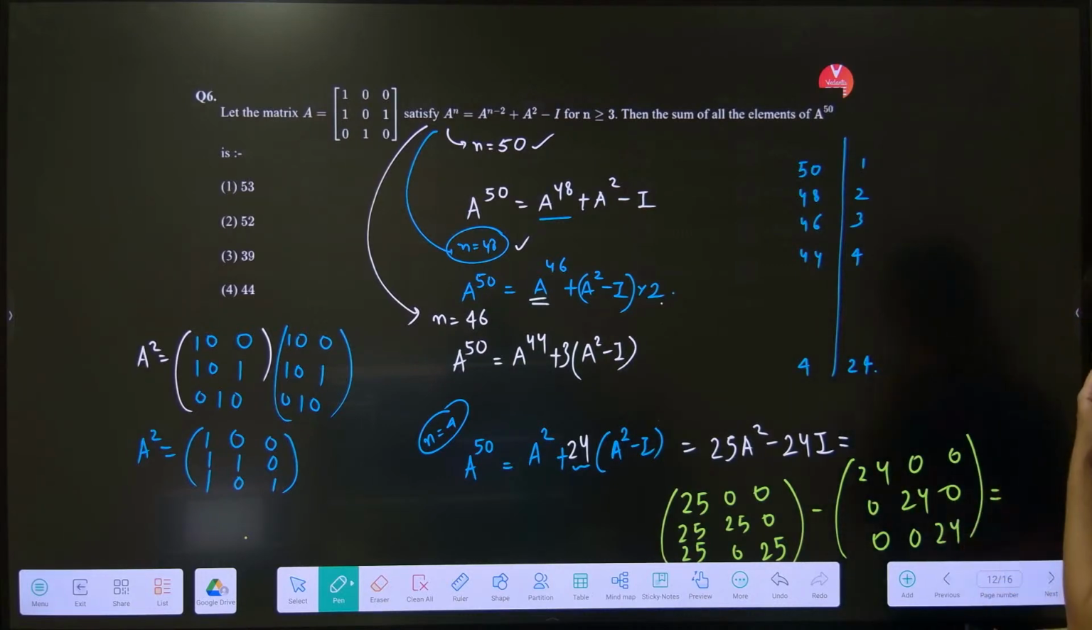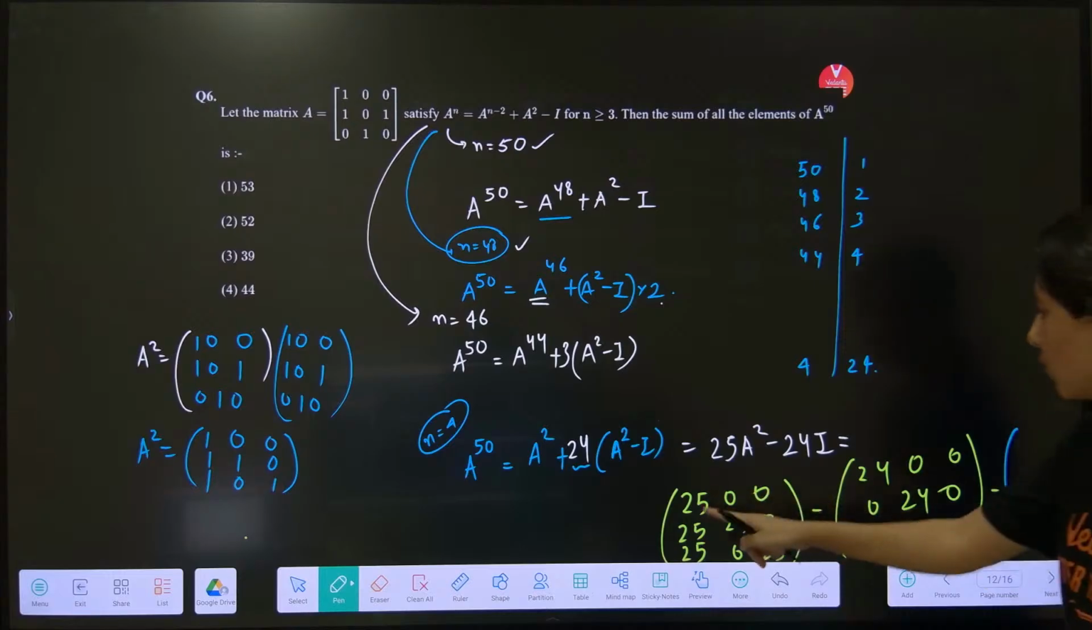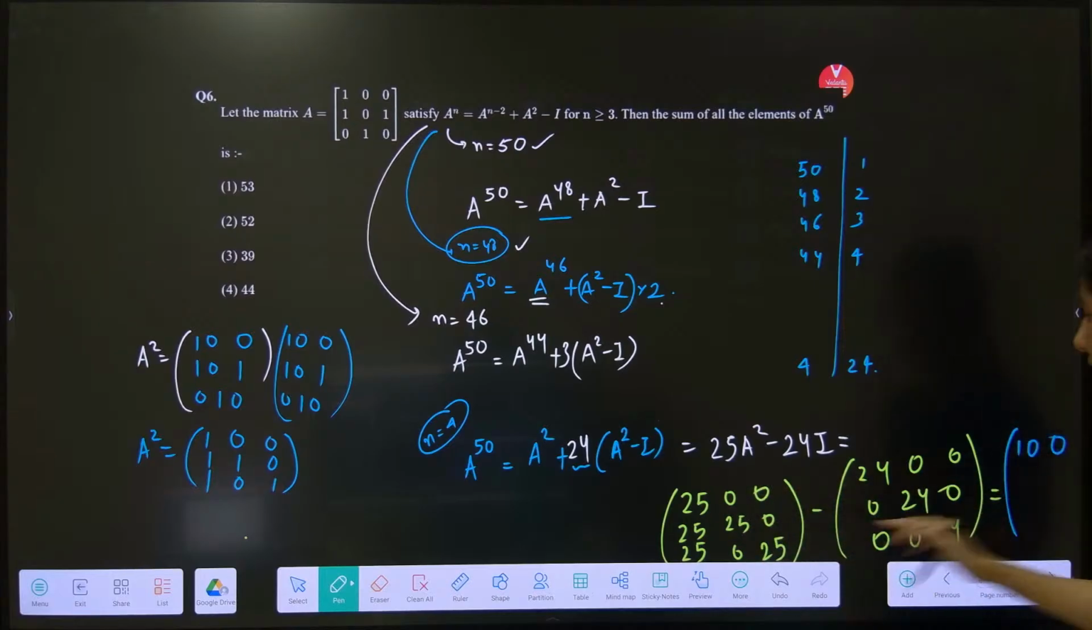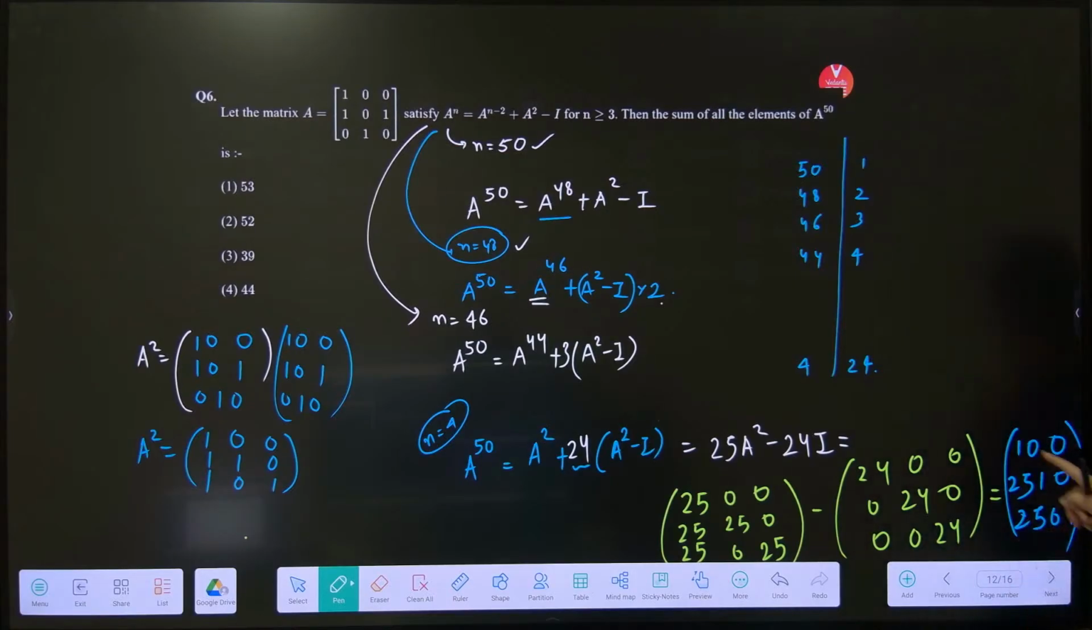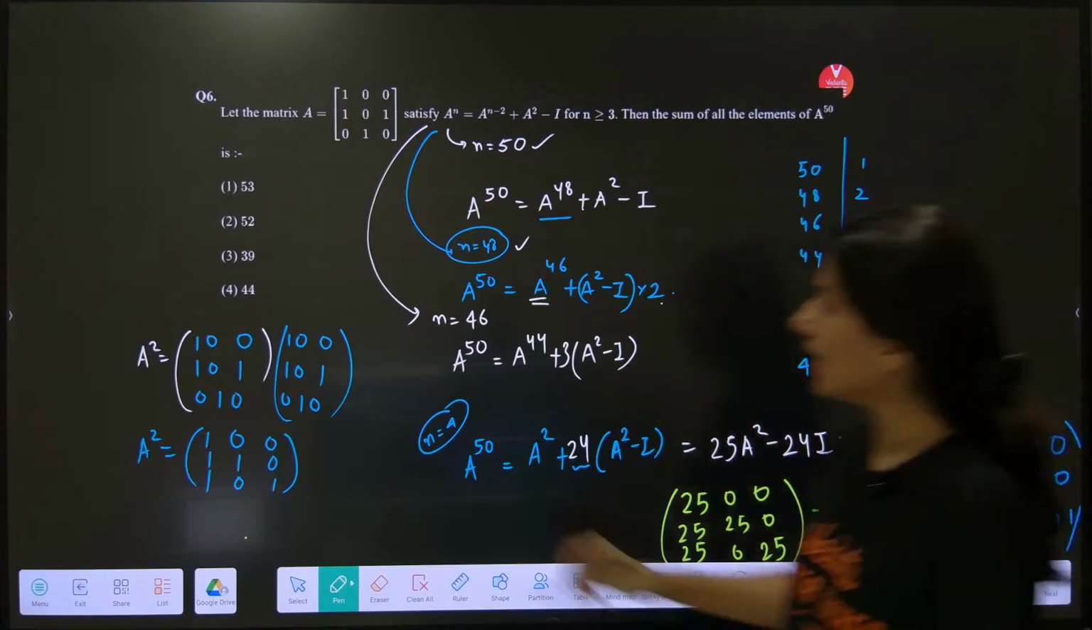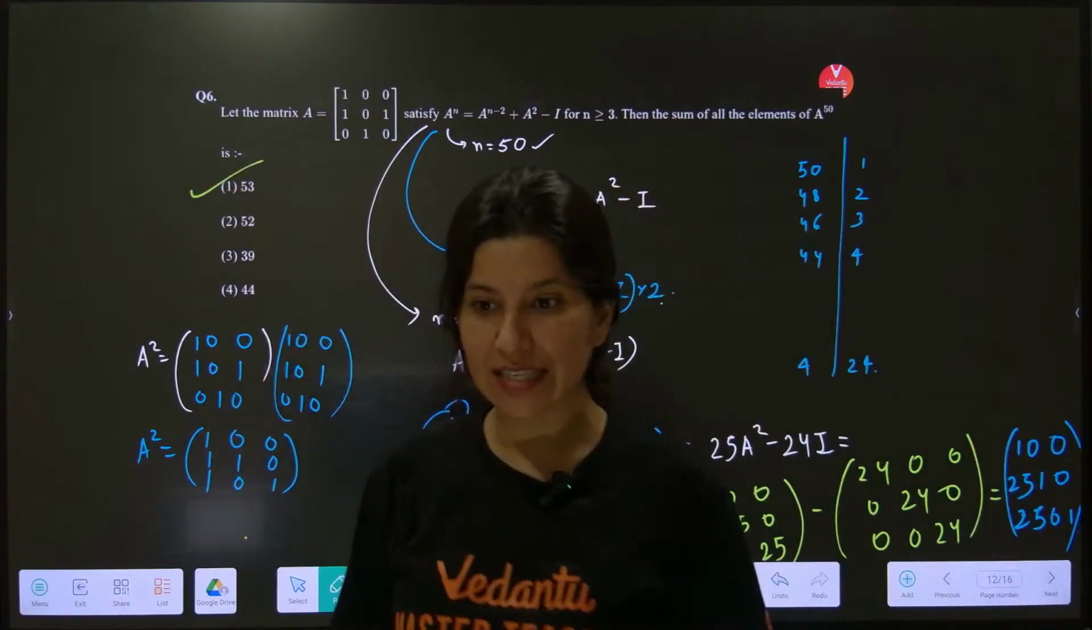Finally, what will happen? It will be 25 minus, so this is 25, 1, 0, then we have 25, 0 and 1. So sum of all the elements: 25 plus 25 is 50, 50 plus 3 is 53. Option A is absolutely correct.